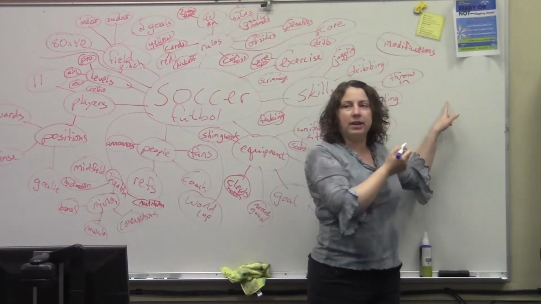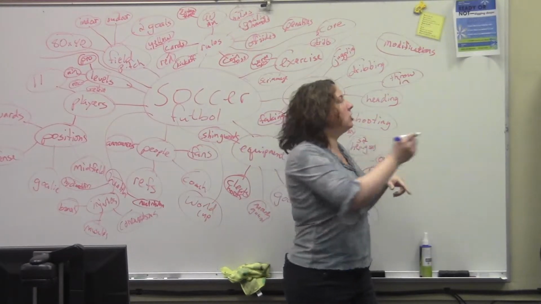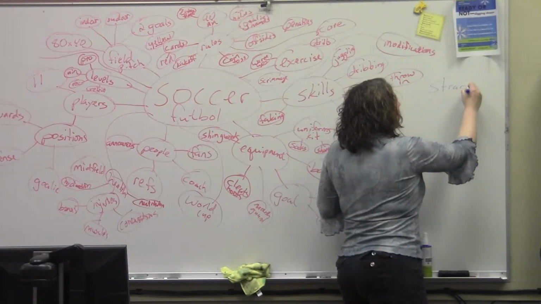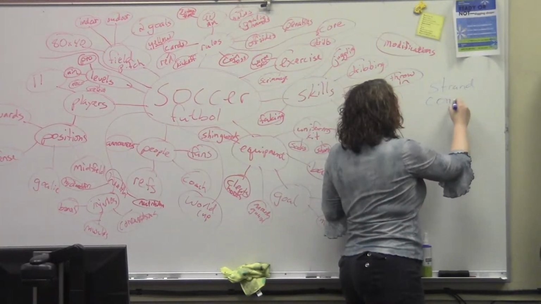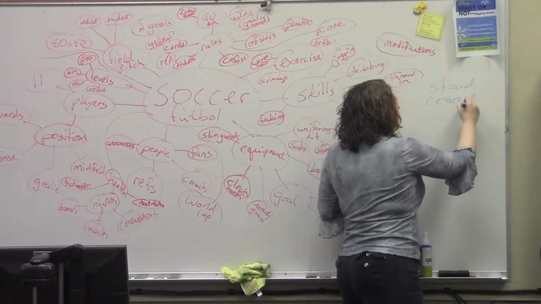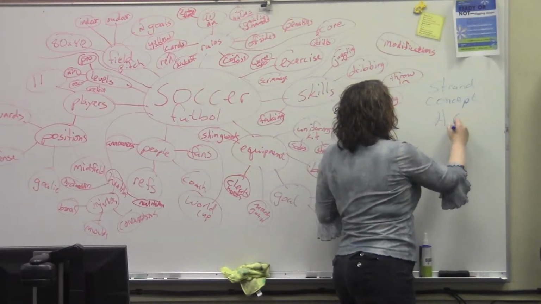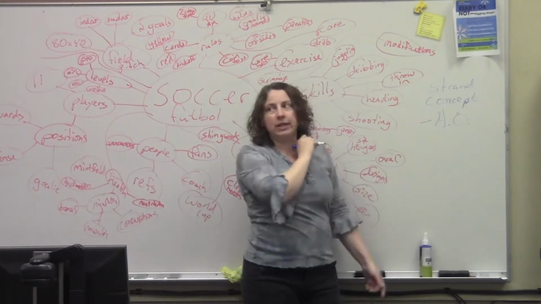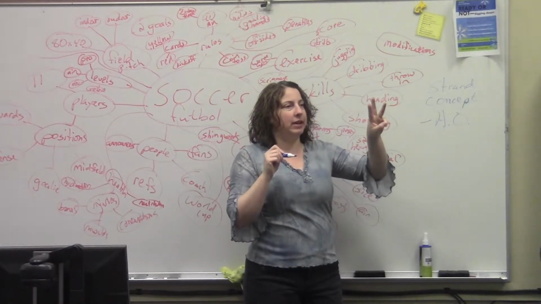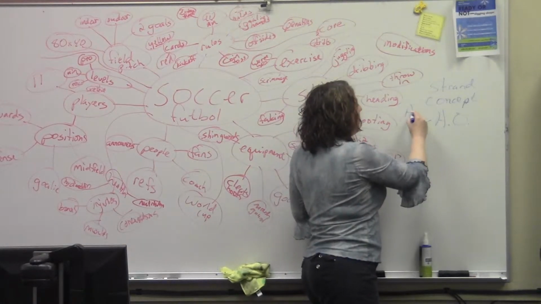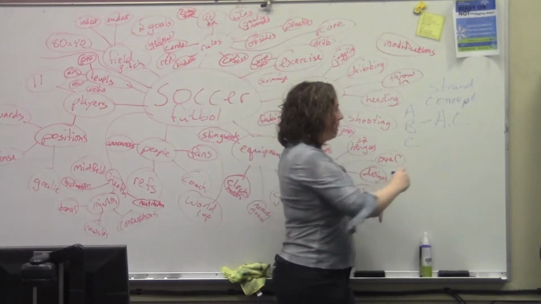So we're going to start with a what? We're going to start with a strand. So we're going to pick a math strand, and then we're going to choose a concept underneath the strand. And then we need an activity objective, which has three parts. What are they again? Our ABCs: audience, behavior, and condition. Materials. We'll talk about materials.